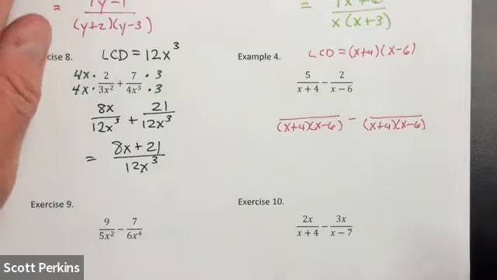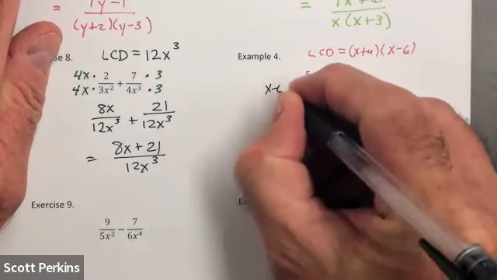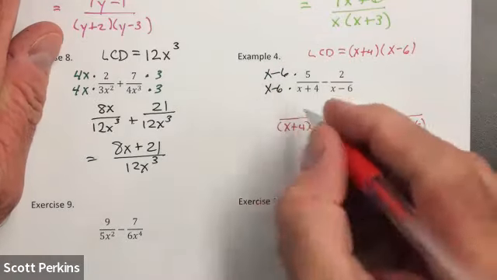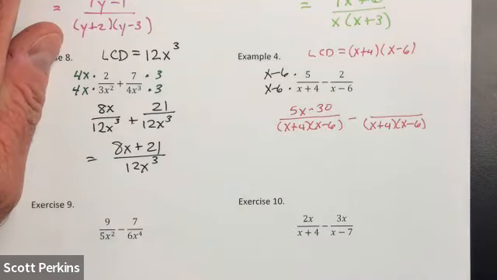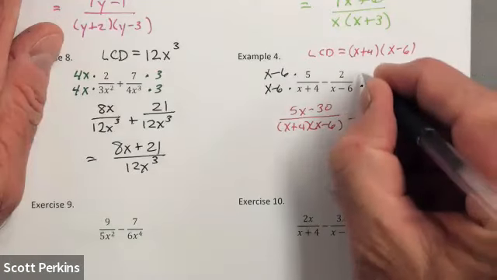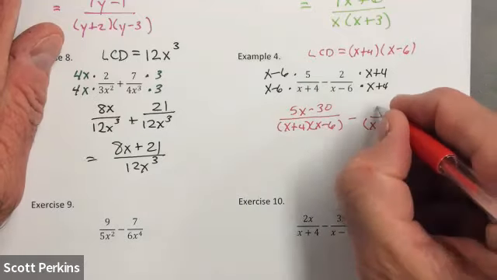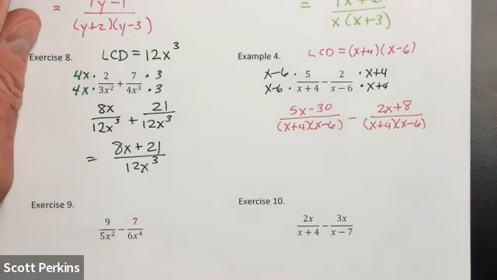Okay, so what I'm hoping you did is the first fraction, you multiply by the x minus 6. And when you do that, the numerator became 5x minus 30. And then the second fraction, you multiplied by the x plus 4. And when you did that, that numerator becomes 2x plus 8. Hopefully we're all good. And then from there, the only difference in this problem, the reason I'm walking you through it, is it's a subtraction.